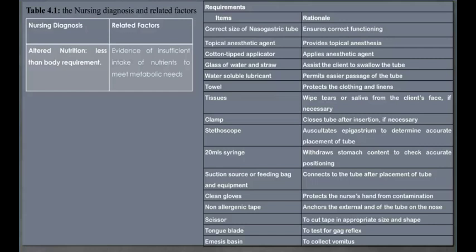Glass of water and straw. Assists the client to swallow the tube. Towel. Protects the clothing and linings. Clamp. Closes tube after insertion if necessary. 20 ml syringe. Withdraws stomach content to check accurate positioning. Clean gloves. Protect the nurse's hand from contamination. Scissor. To cut tape in appropriate size and shape.